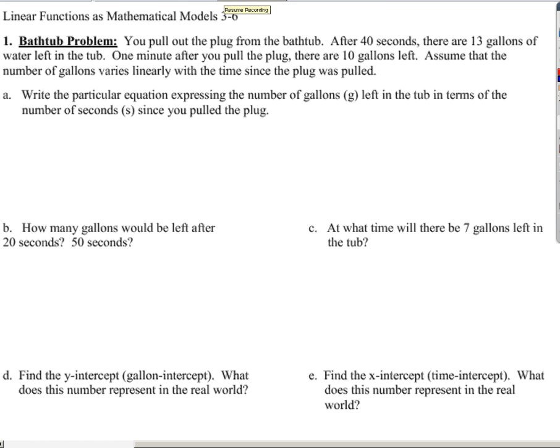Okay, if we know that the number of gallons is going to vary linearly with the time, focus in on this part of the problem as we set up some ordered pairs here to use. Basically the x value for our ordered pair should be the time, and the y value is going to go with the number of gallons.